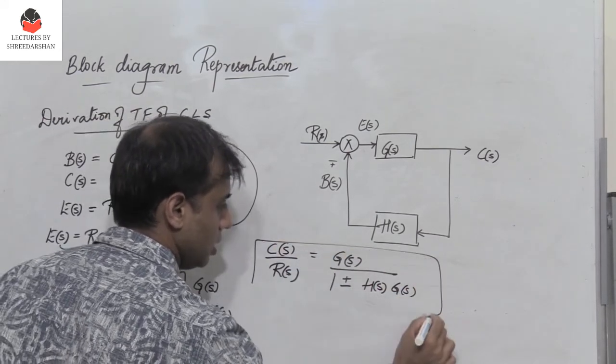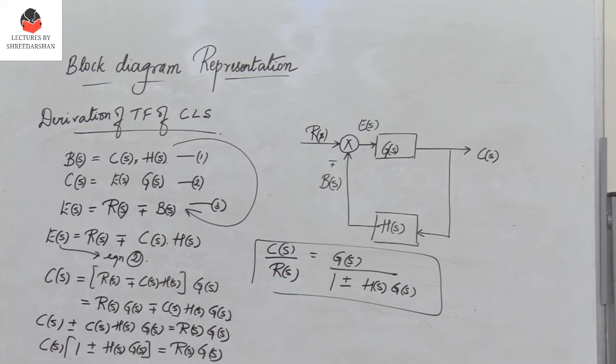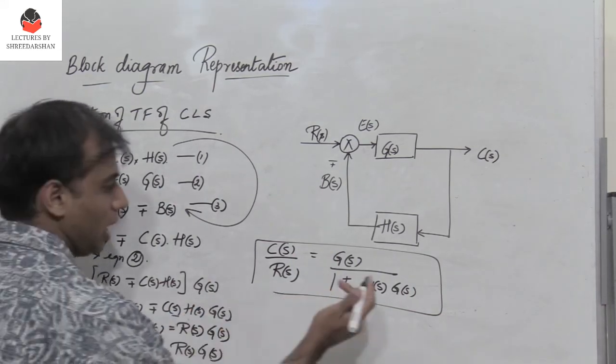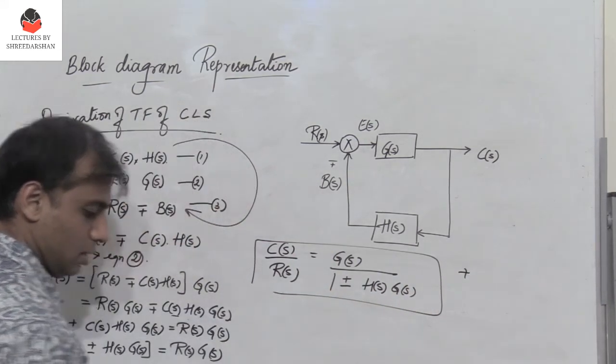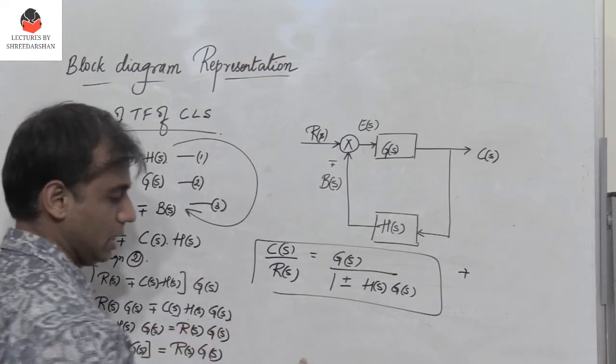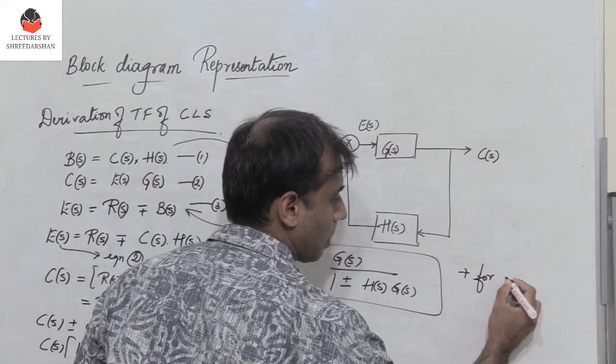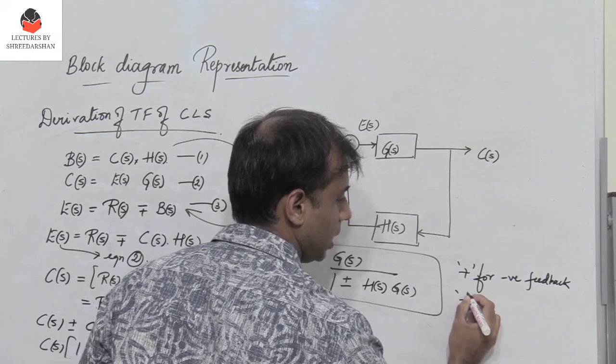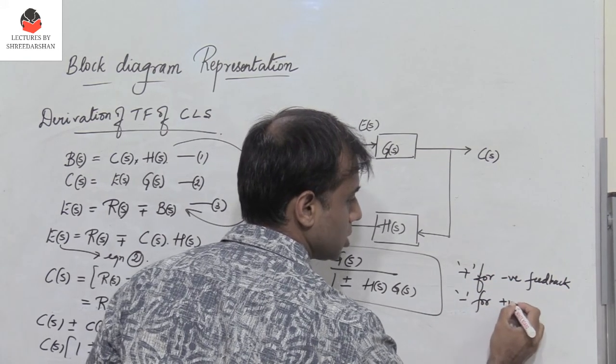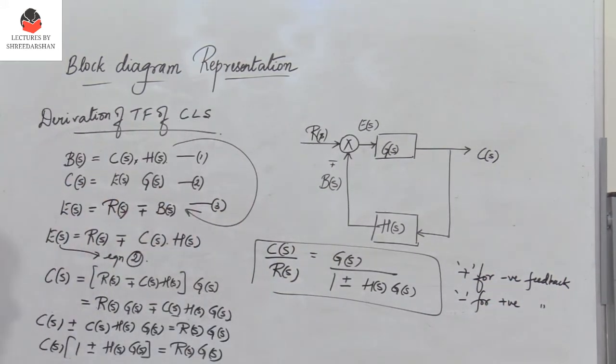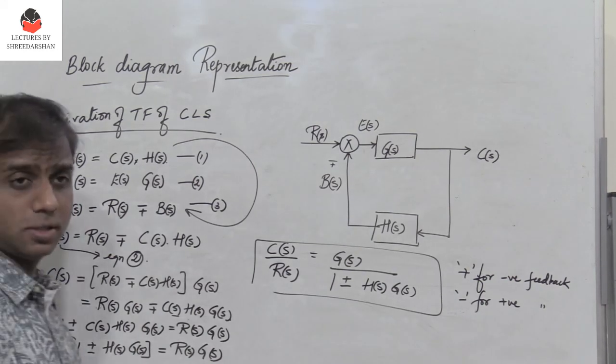So I have this expression here, right? Here I have a plus. I use a plus sign for negative feedback and I use a minus sign for positive feedback. So keep that in mind. So this is the derivation of the transfer function of a closed loop system.